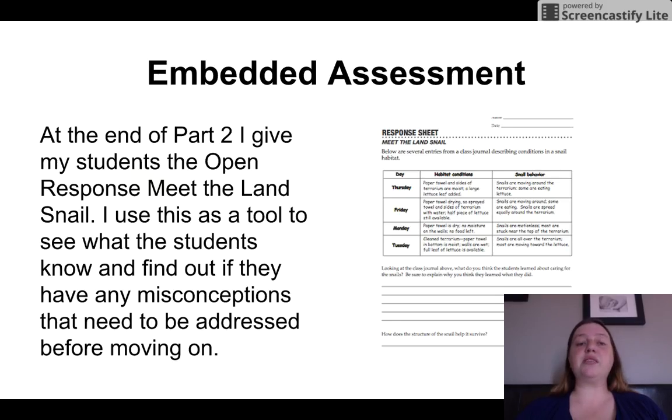There's an embedded assessment opportunity at the end of part 2. This is response sheet Meet the Snail. So I have students do this by themselves, and it's a tool that I use kind of like a quiz. I see where students are in their learning. I address any misconceptions that may be given before moving on to part 3.